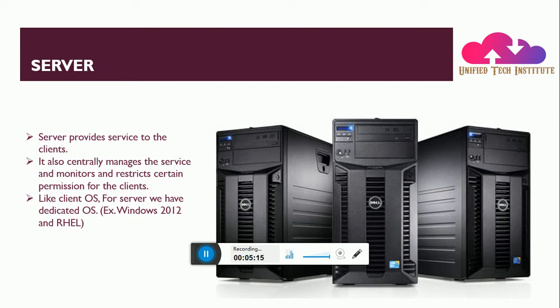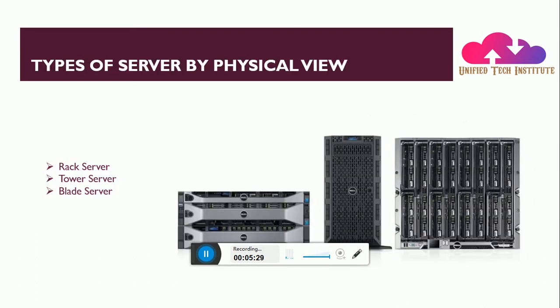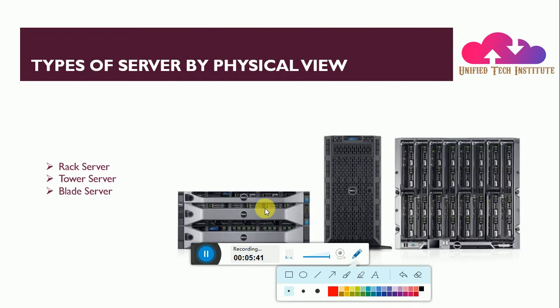So the architecture and things will be explained in another video. This video is only a basic introduction of a data center: what is a data center and what kind of things will be there. Next, according to its physical structure, a server is divided into 3 different types. One is rack server, another one is tower server, and blade server.